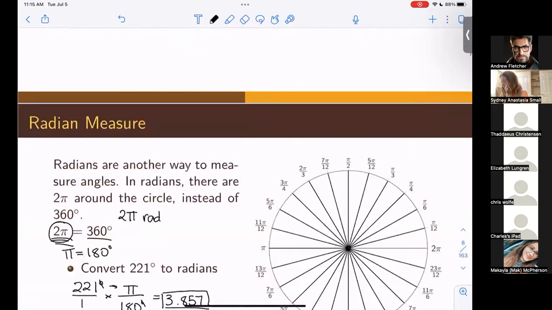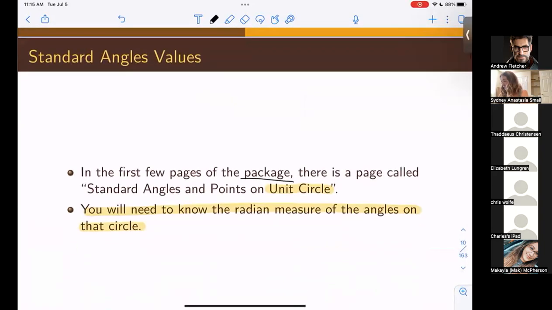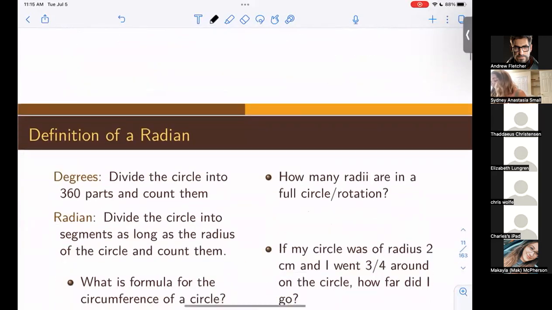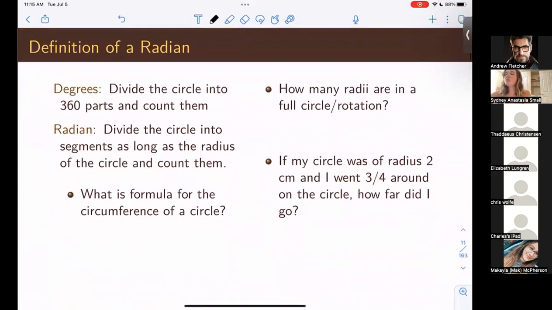Okay, so back to where we were. You will need to know this, moral of the story. Okay, so now let's get into more of what a radian actually is, because we've worked through the conversion of it, but it's still this arbitrary thing that we don't really know what it is.